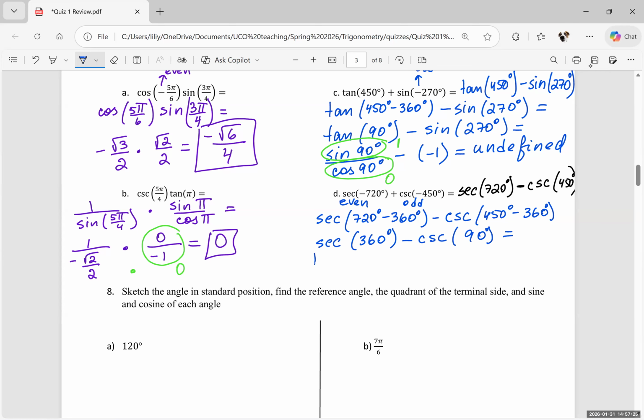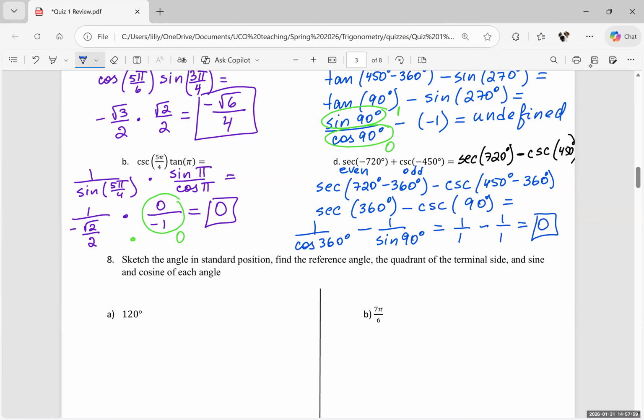Secant is 1 over cosine of 360 degrees. Cosecant is 1 over sine of 90 degrees. Cosine at 360 degrees is 1, so it's 1 over 1. And sine of 90 degrees is also 1, so 1 over 1. Overall, that's 1 minus 1, which the answer again is 0. All right.